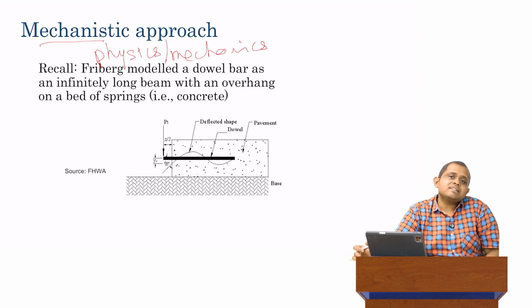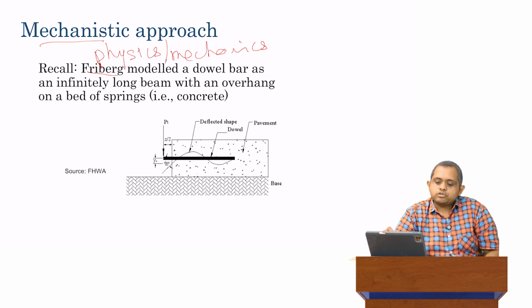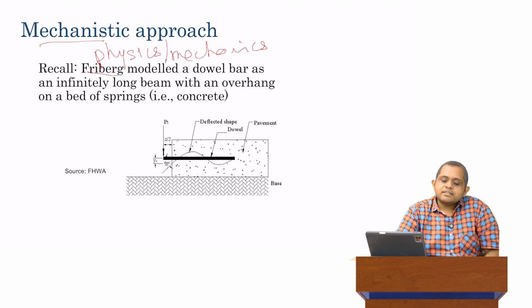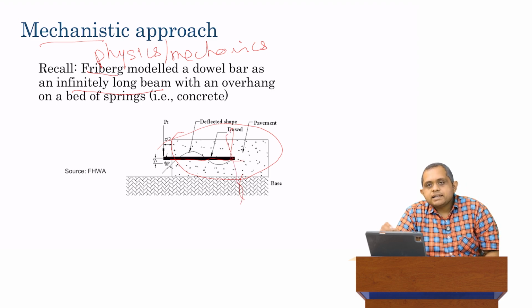We have actually seen a mechanistic approach in the past. We didn't go into a lot of details, but we have seen it. And that was actually the Friberg model. So if you recall, what Friberg did, in order to derive his solution for the Dowel bar, the interaction between Dowel bar and the concrete, was make a couple of assumptions. He assumed that the Dowel bar is an infinitely long beam which has been embedded into concrete. So we have a beam which is basically infinitely long, and it has been embedded into the concrete.